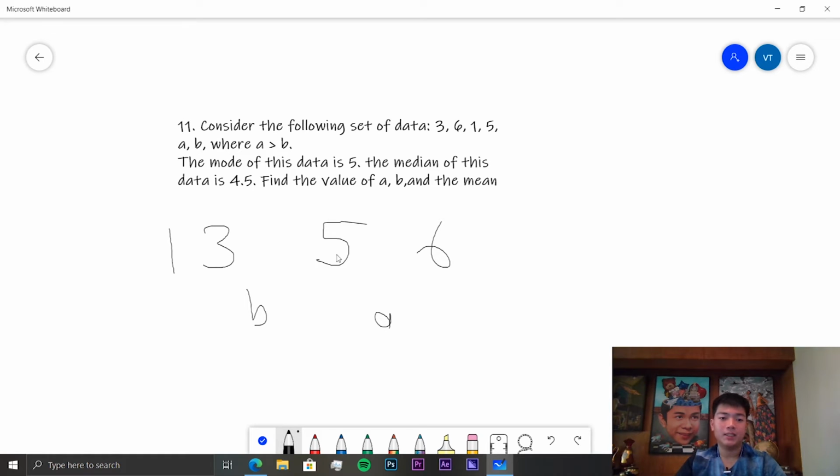The mode of this data is 5, so either A or B has to be 5. And the median is 4.5. So let's just insert another 5 first, and let's calculate the median. Well, the median's 5 in this case. So to make the median 4.5, A must equal 5 and B must equal 4. So those are the values of A and B, and the mean of the data is 1 plus 3 plus 4 plus 5 plus 5 plus 6 divided by 6 terms, so the mean is equal to 4. So yeah, pretty simple.